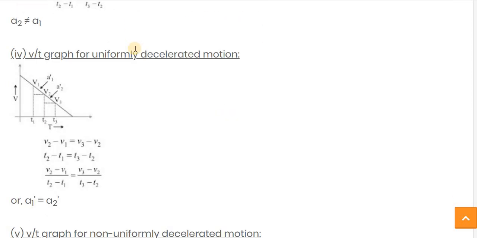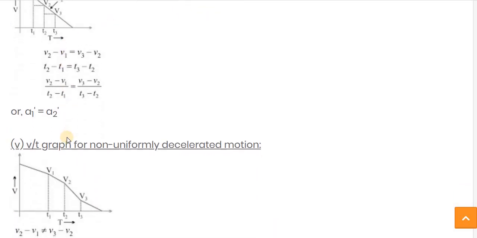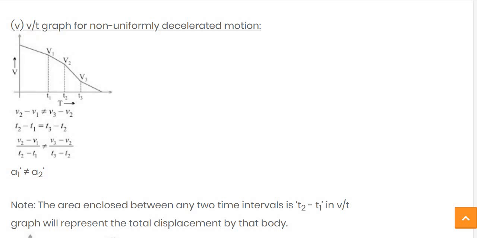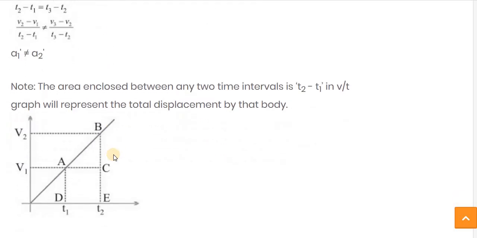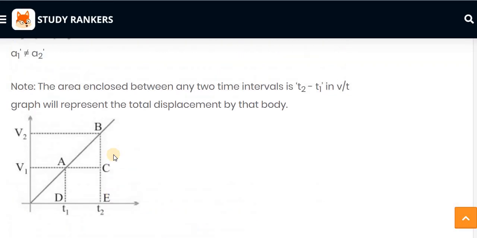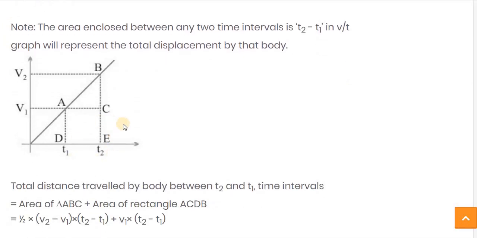The fourth one is the velocity versus time graph for uniformly decelerated motion. The fifth graph that we have seen is the velocity versus time graph for non-uniformly decelerated motion. In such a condition, we get an uneven zigzag graph. And at the last, we have seen the velocity versus time graph for uniform accelerated motion. So in such a case we get this kind of graph.